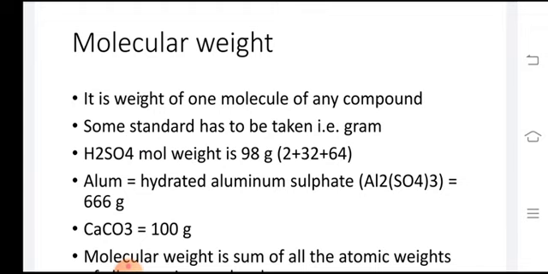When we talk about a molecule, it can be a combination of two atoms. It may be of the same atom, and furthermore it can react with some other atom as well to form one compound molecule. Like H2O and CO2, these are again molecular compounds. So the weight of one molecule of any compound is called molecular weight.